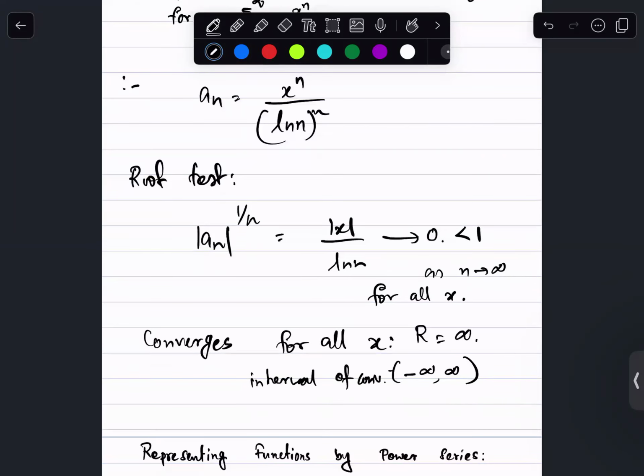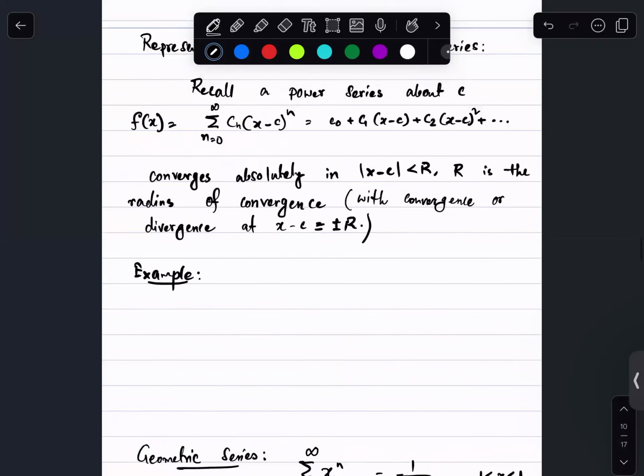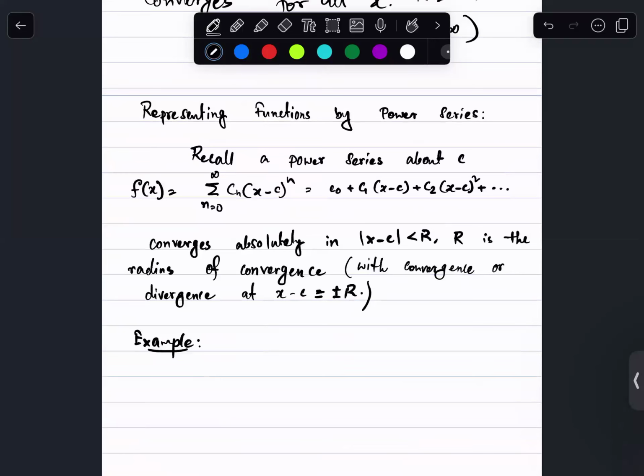So for questions about power series where you have to evaluate the radius of convergence or interval of convergence, you use the ratio test most of the time, but sometimes you may need to use the root test. That's it. Okay. The next section is about representing functions by power series.